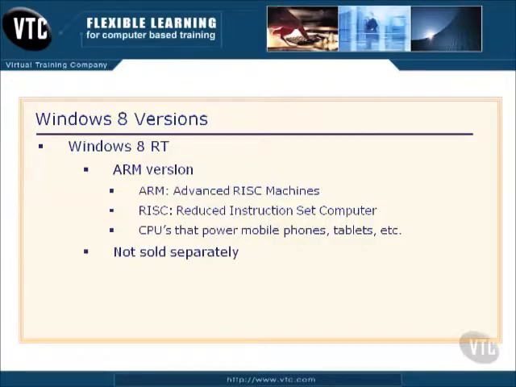Now Windows 8 RT will not be sold separately. It'll be pre-installed on ARM devices. You can take that to mean tablets, smartphones, those kinds of things. Okay, so Windows 8 RT is going to be an operating system that you get with something and not something you buy and install on something. And that's a quick look at the 4 versions of Windows 8.